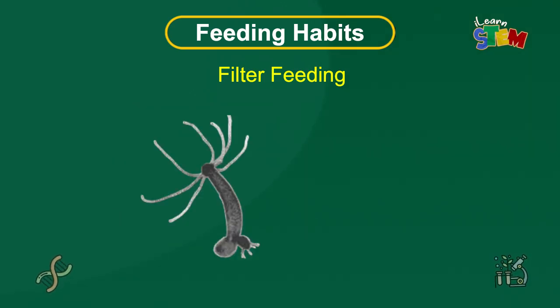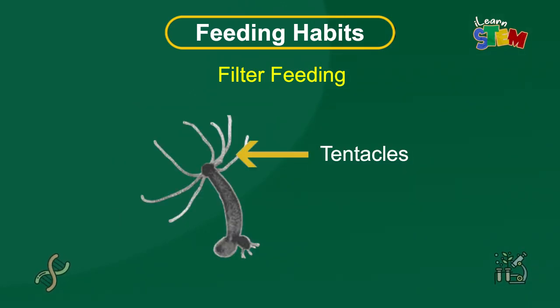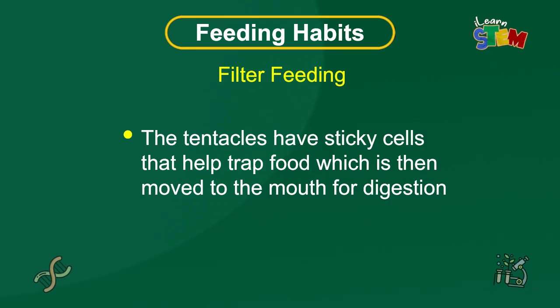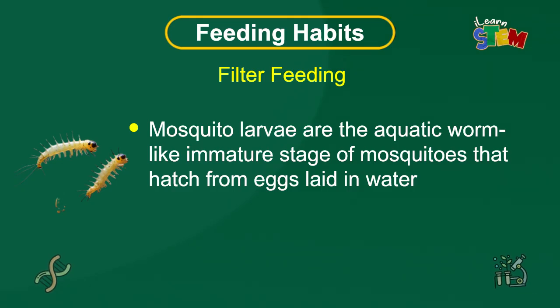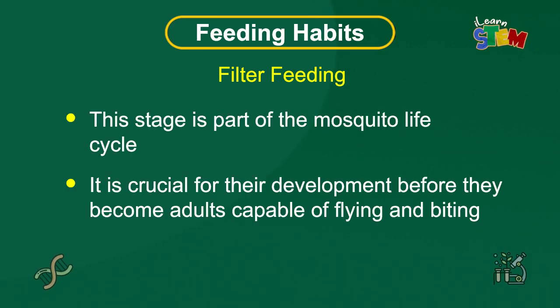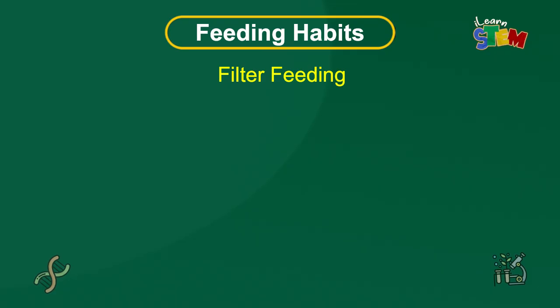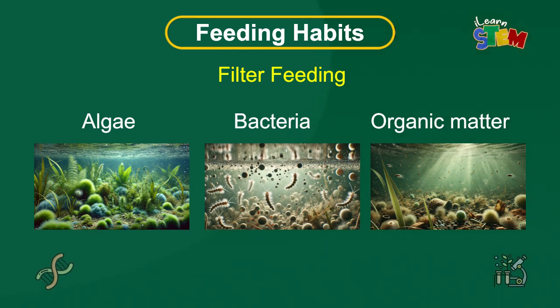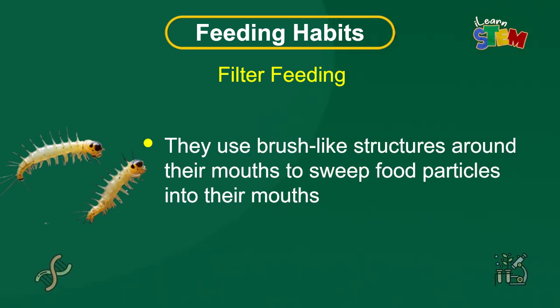A hydra is an aquatic animal that uses its tentacles to capture tiny particles floating in the water. The tentacles have sticky cells that help trap food, which is then moved to the mouth for digestion. Then the mosquito larvae are the aquatic, worm-like immature stage of mosquitoes that hatch from eggs laid in water. This stage is part of the mosquito life cycle and is crucial for their development before they become adults capable of flying and biting. They feed on tiny microorganisms like algae, bacteria, and organic matter in the water. They use brush-like structures around their mouths to sweep food particles into their mouths.